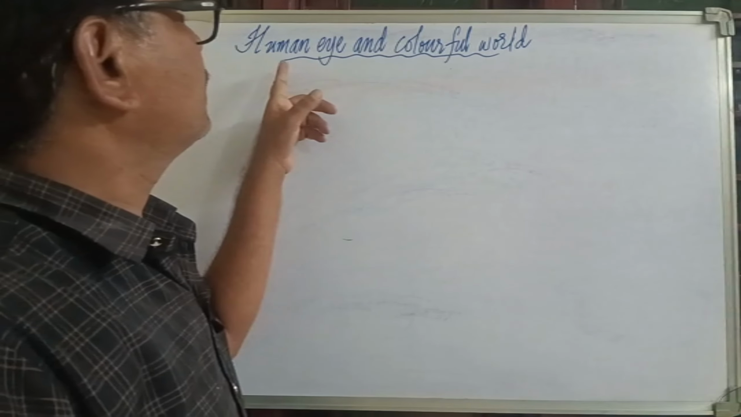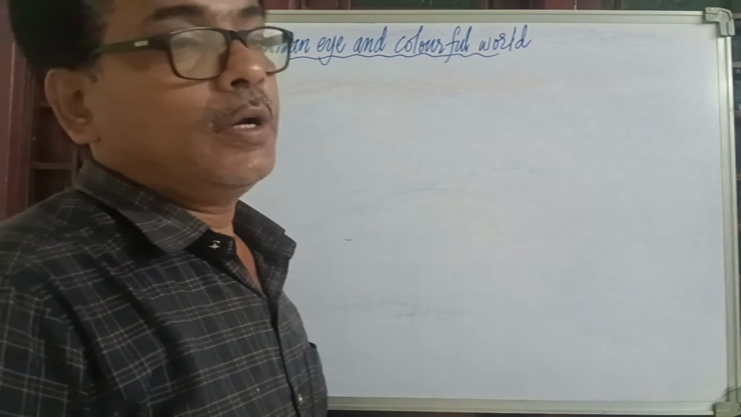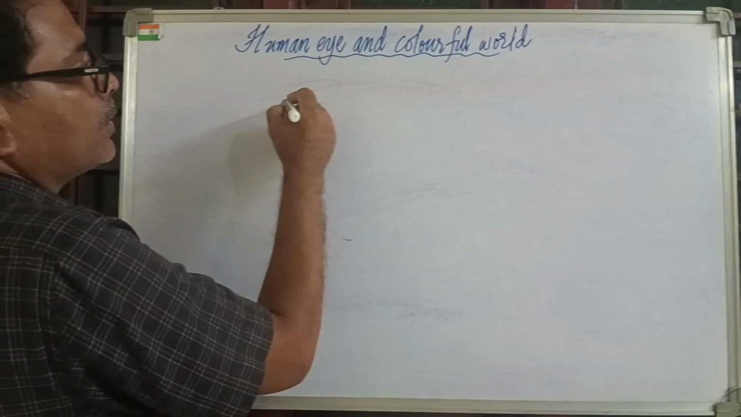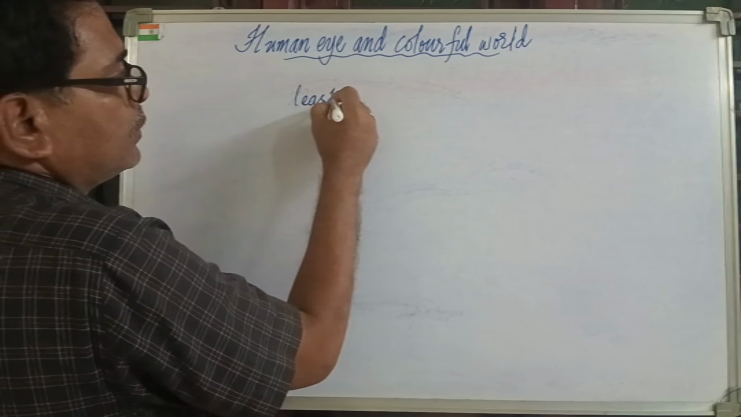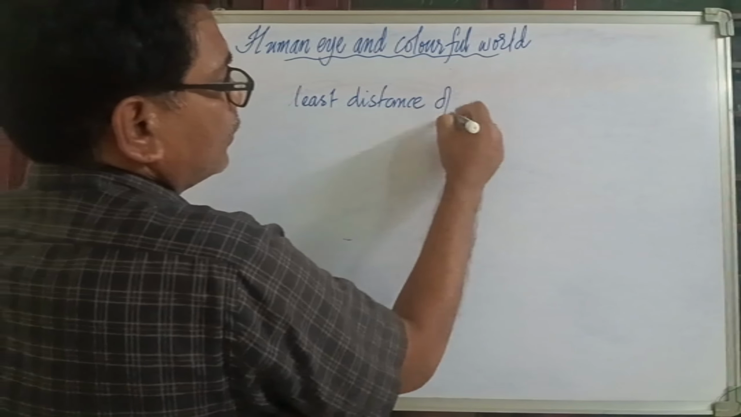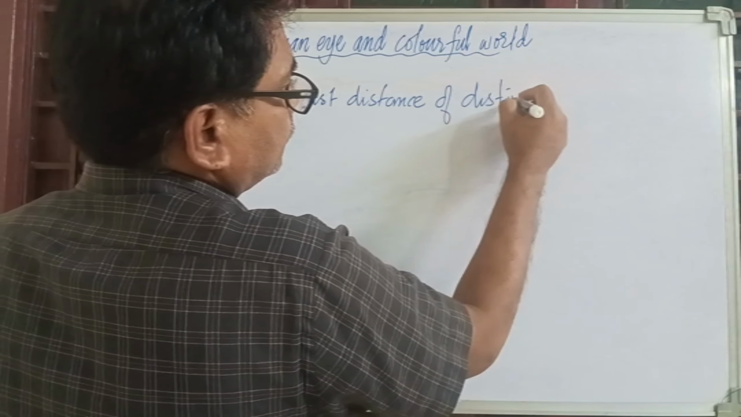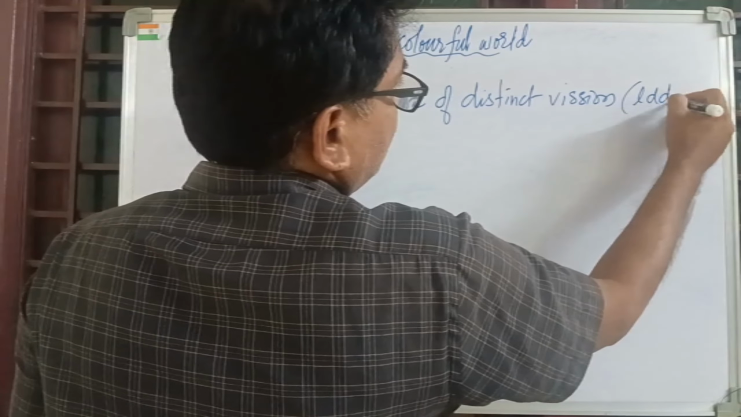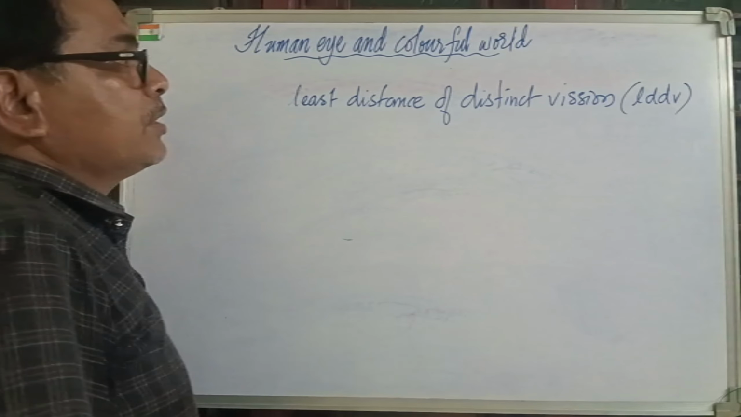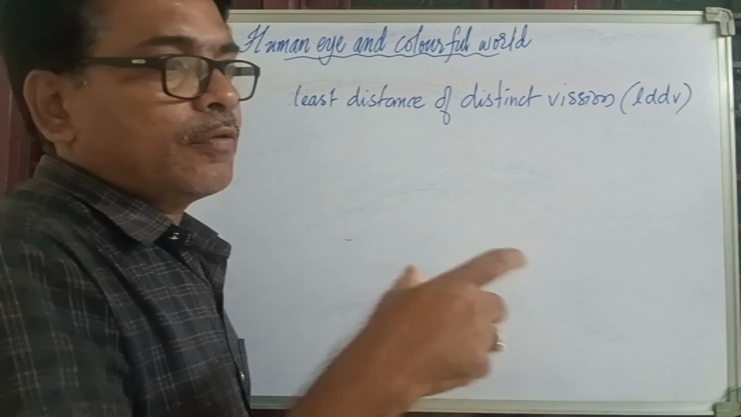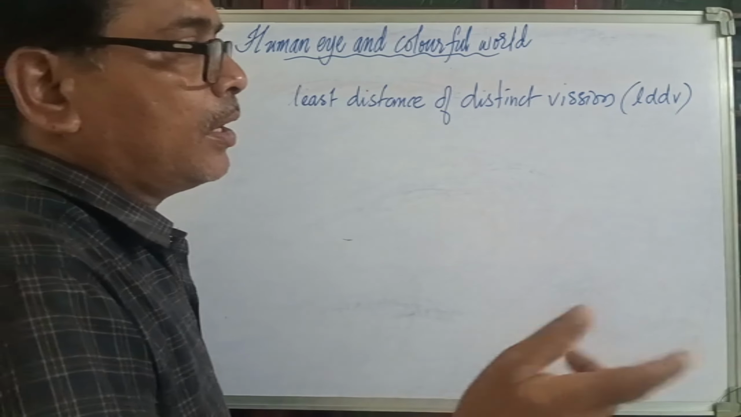In today's class, we will see something about the human eye and the colorful world. In this chapter, we come across the first topic called the least distance of distinct vision. We also call this LDDV. Least distance of distinct vision means the least distance at which we can see an object very clearly.